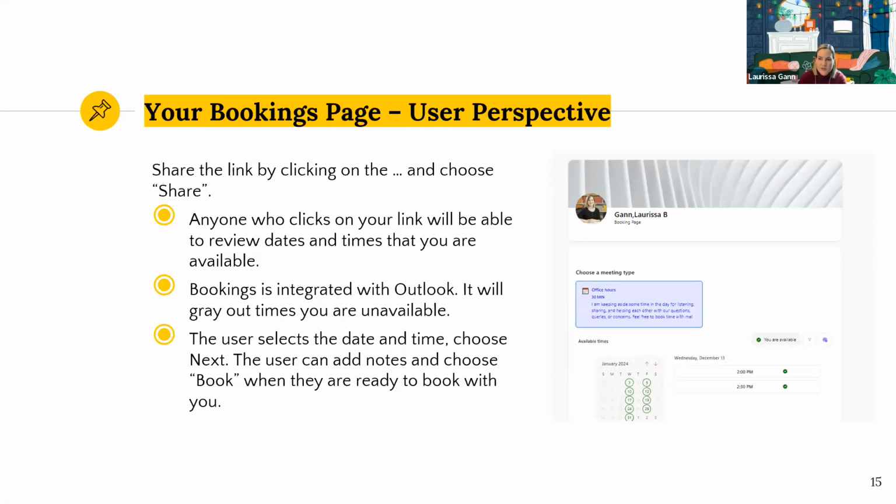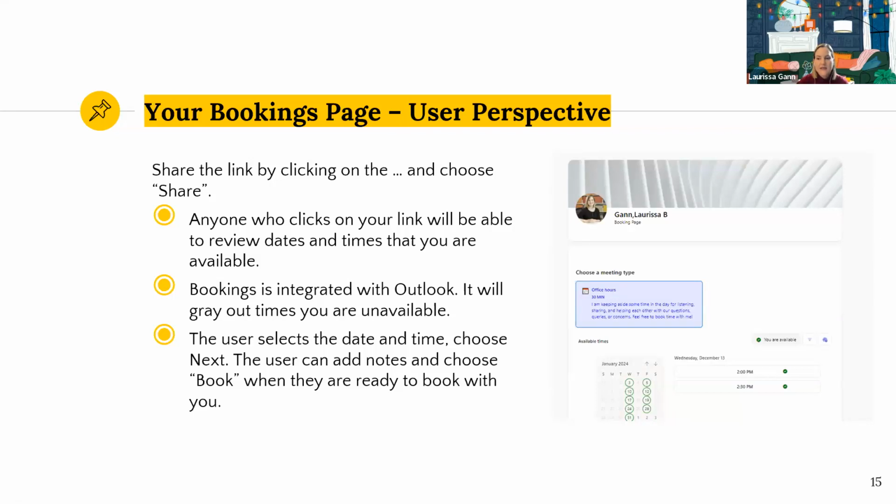Anyone who clicks on your bookings link is going to be able to review the dates and times. It's integrated with Outlook, so they're only going to see when you're actually available. So in this example, if I select a time, they're going to show that I'm only available at 2 and 2:30. Even though I said I was available from 2 to 4, I've got something between 2:30 and 4 o'clock. So it's only going to show me when I'm actually available on Outlook. It's going to gray out times that you're unavailable.